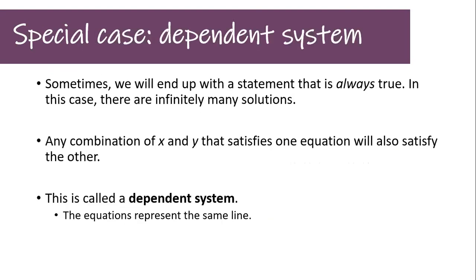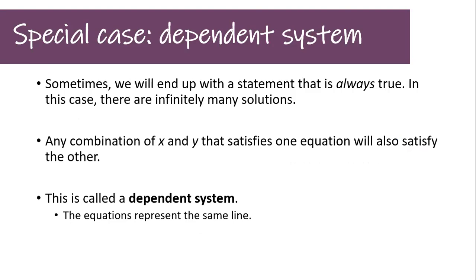Now, there are a couple of special cases of systems. Sometimes what you'll end up with, instead of getting x equals 2 or x equals 10, is just a numerical statement that is always going to be true. Sometimes you'll end up with something like 0 equals 0. Well, obviously, because 0 is always equal to 0. In this case, there are infinitely many solutions.